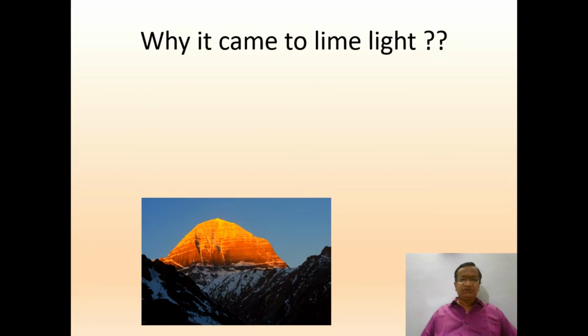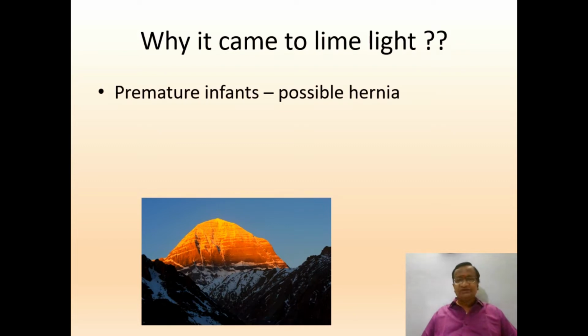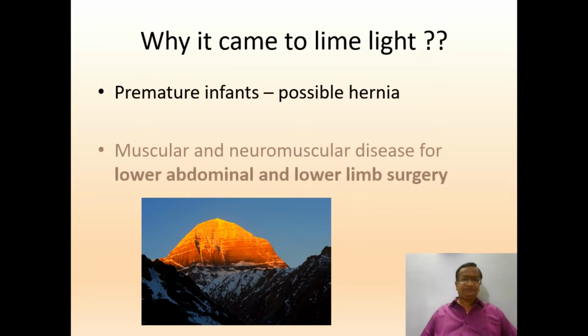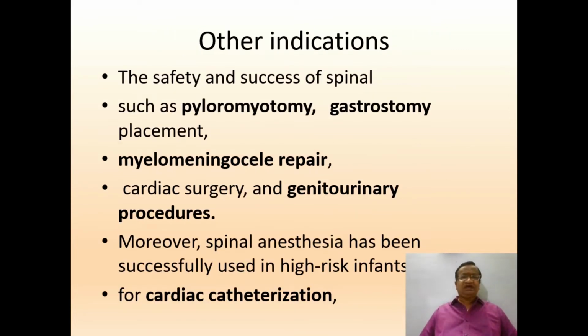So why did it come to limelight like this? Premature infants come with hernia, and we are afraid whether they go into apnea after giving GA. Also neuromuscular diseases for lower abdominal and lower limb surgeries. The safety and success of spinal anesthesia has also been proved in pyloromyotomy, gastrostomy, meningomyelocele, genitourinary procedures, even cardiac catheterizations, high-risk cases. What I have done is pyloromyotomy, gastrostomy, some meningomyelocele repairs, and all types of genitourinary surgeries.